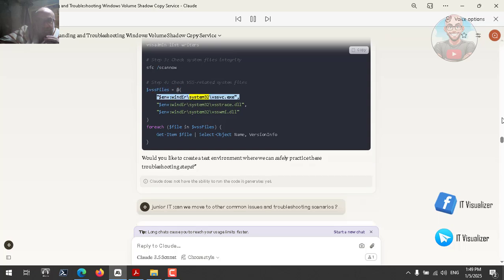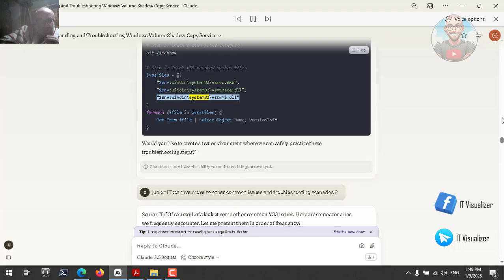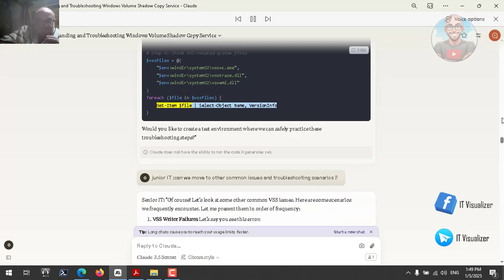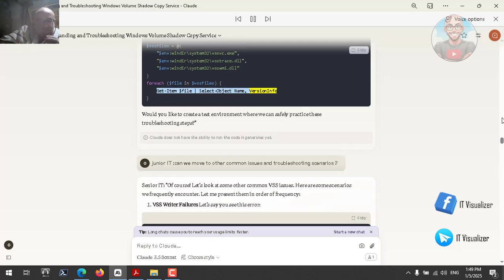"$env:windir\system32\VSSVC.exe", "$env:windir\system32\stratus.dll", "$env:windir\system32\swprv.dll"). foreach ($file in $vssFiles) { Get-Item $file | Select-Object Name, VersionInfo }. Would you like to create a test environment where we can safely practice these troubleshooting steps?